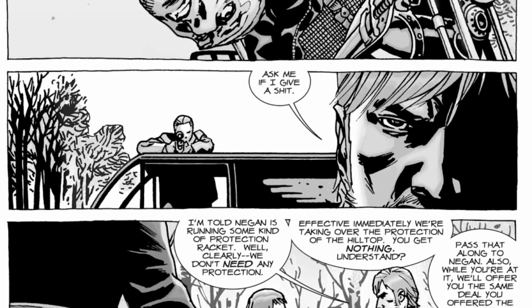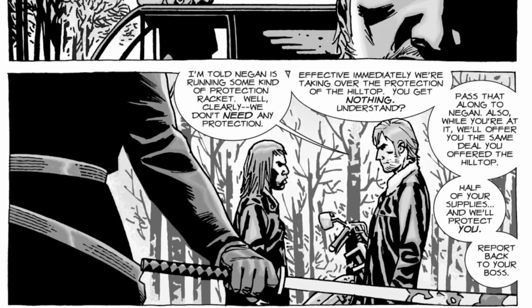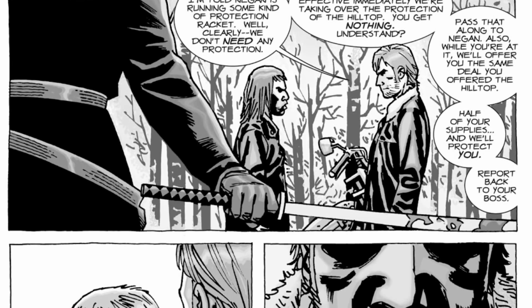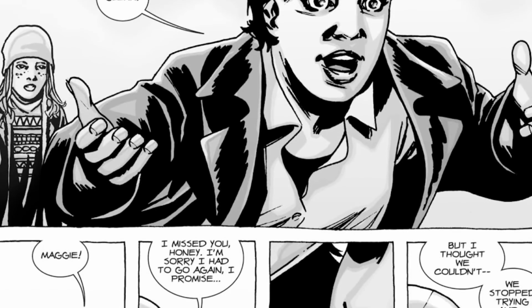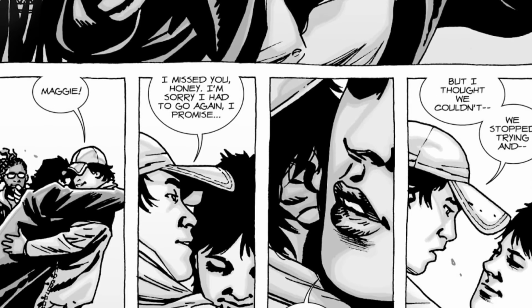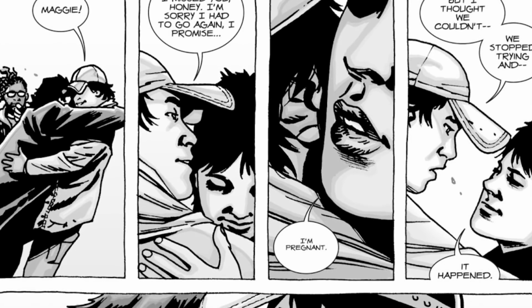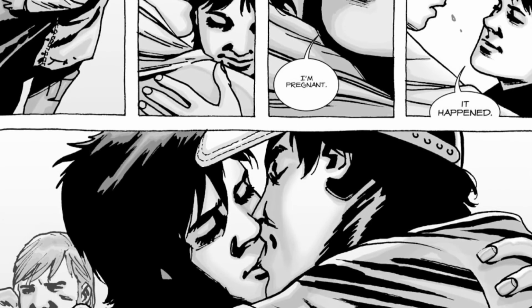Rick says to ask him if he gives a shit, and says that Negan's protection racket on the Hilltop was over, and that Negan could now pay Rick half of everything he has for their protection. When they finally return to Alexandria, Maggie runs to Glenn and pulls him into a hug, and when he says that he won't leave her again, she interrupts and says that she's pregnant, that despite them trying and it not happening earlier, she had confirmed it with the doctor.